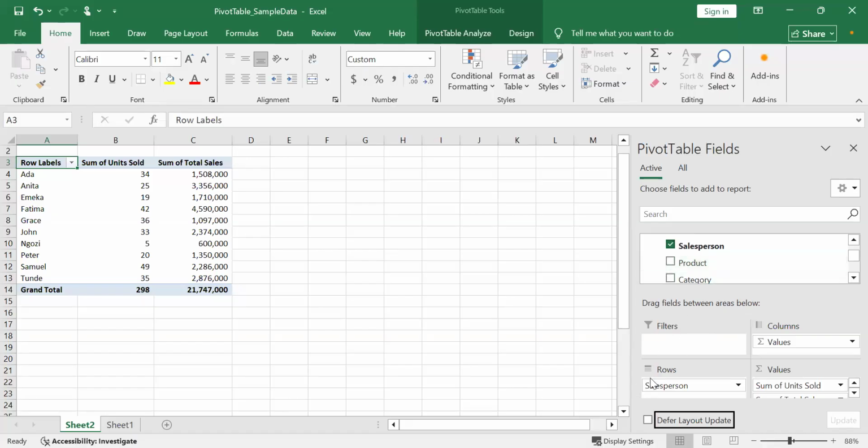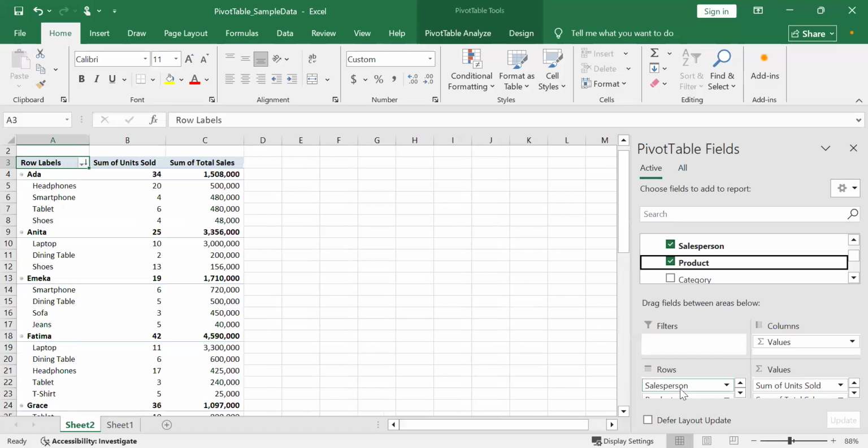So let's say, for example, I have salesperson here, right? Let's say I want to know the products these salespersons have sold. I would just drag the product under the salesperson, to see it like this. You can put the two together. But just note that the first one you add is what will be the placeholder. Then the second one will be the distribution under that particular thing.